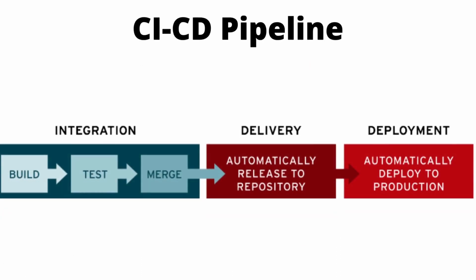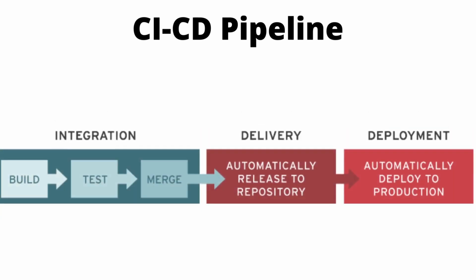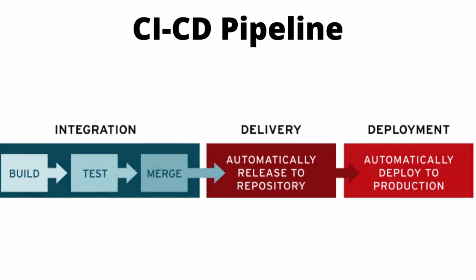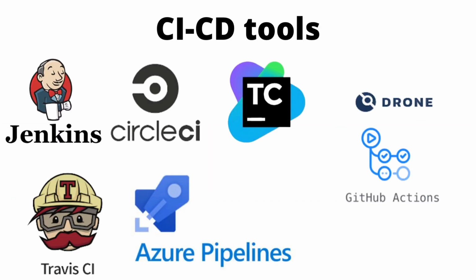CI/CD is the backbone of DevOps. Continuous integration and continuous deployment is a series of steps that must be performed in order to deliver a new version of software. It helps in improving developer efficiency, faster software builds, easier bug finding, and improved collaboration. There are various CI/CD tools available like Jenkins, GitHub Actions, Travis, Azure Pipelines. You can start with any of these tools. I started my DevOps journey with Jenkins, then I moved to Azure Pipelines, GitHub Actions, and many more. Pick any of these tools and start learning.